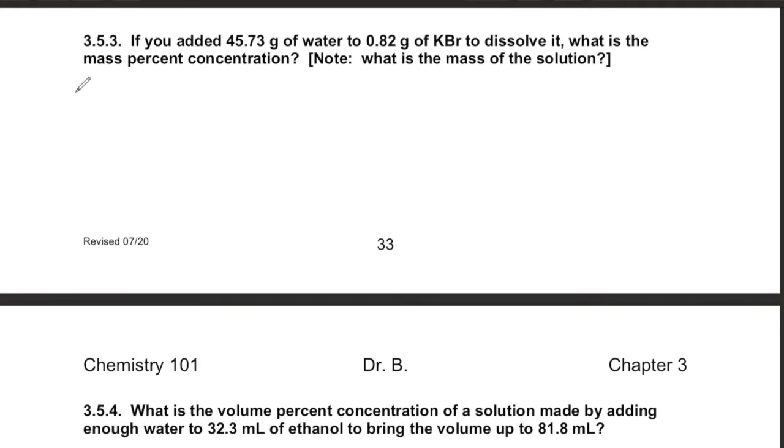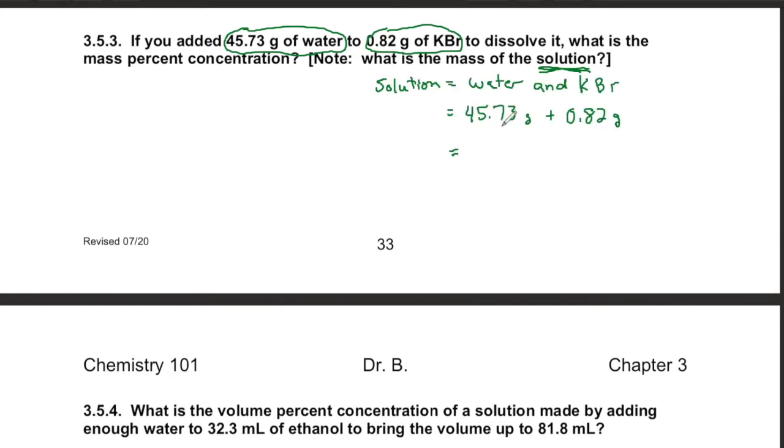So this problem is a little bit less involved than the one where you have a chart and different masses and you have to figure out what the solute mass and what the solution mass is, but you do have to pay attention. So in this particular problem, you weighed your water, which is your solvent, and then you weighed your potassium bromide, which is your solute. You did not actually weigh the solution, but we can figure out the mass of the solution because the solution is the water and the potassium bromide together. And so if we added 45.73 grams of water to 0.82 grams of potassium bromide, then it's reasonable to think that we have 46.55 grams of solution.